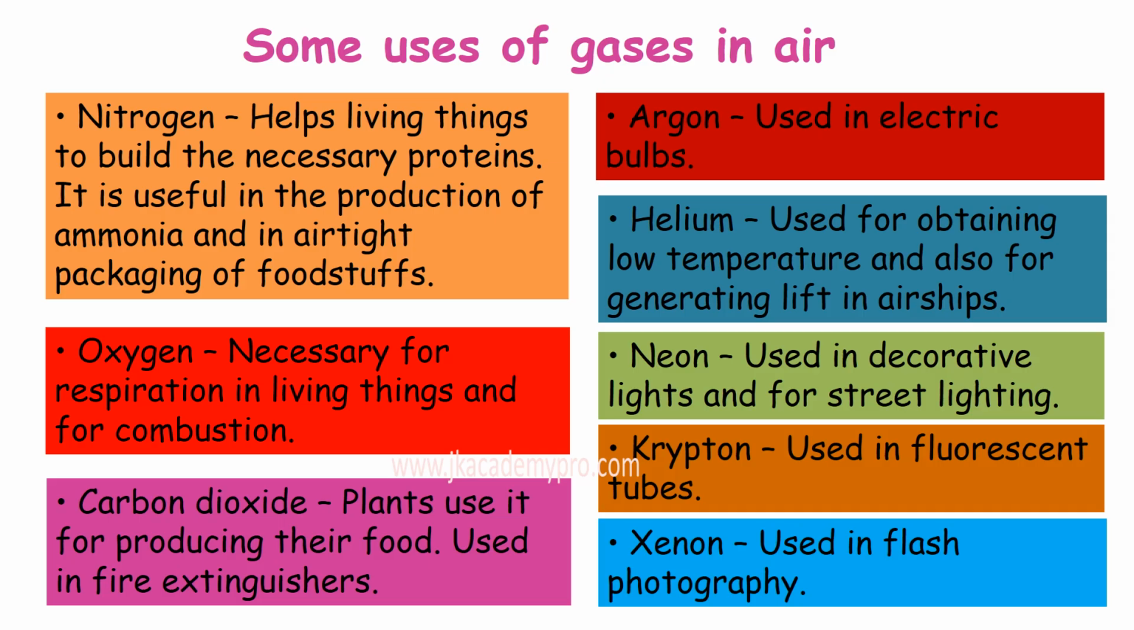The fourth type of gas is argon. It is used in electric bulbs, the bulbs that we light in our homes and in public places. So, argon gas is used. Then we have helium gas. Helium gas is used for obtaining low temperature and also for generating lift in airships.